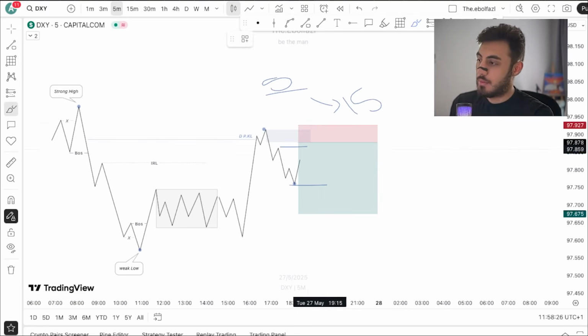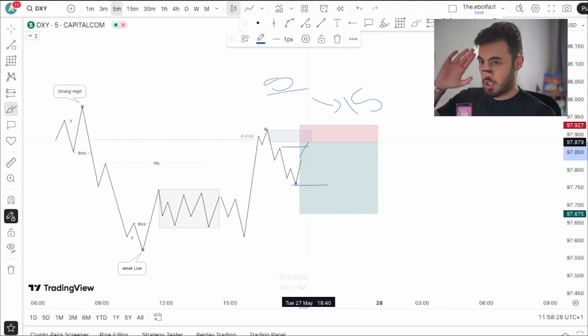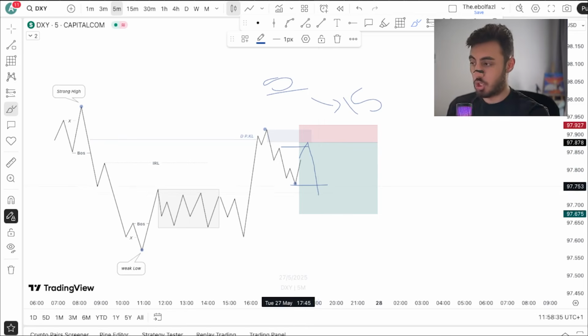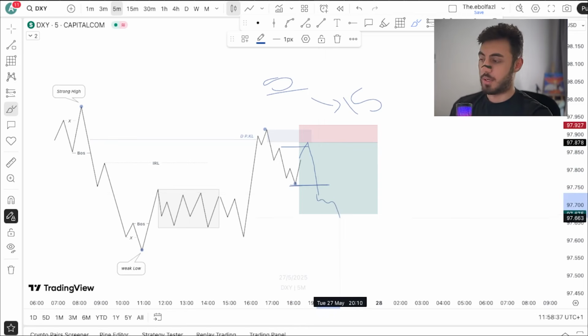So once price taps in, I'm just going to set and forget. The psychology is important stuff. If you struggle with the psychology, just let me know, I'm going to create a video about it. Then once price takes out here, I'm going to set an alarm here, I'm going to go break even, and price is going to hit my target.